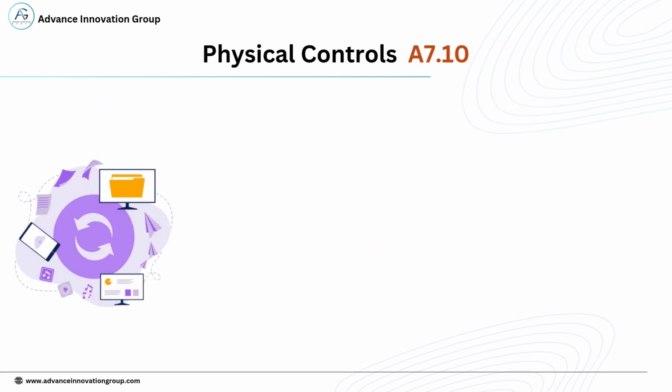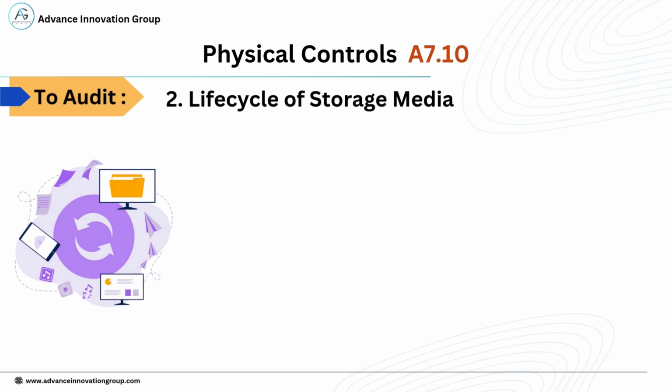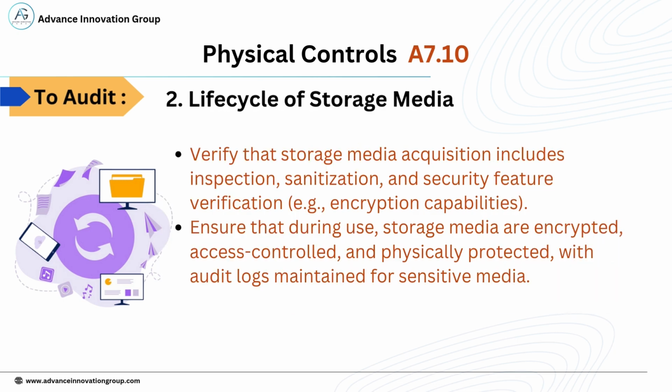Physical controls A 7.10 audit. Second, life cycle of storage media. Verify that storage media acquisition includes inspection, sanitization, and security feature verification, e.g., encryption capabilities. Ensure that during use, storage media are encrypted, access controlled, and physically protected, with audit logs maintained for sensitive media.